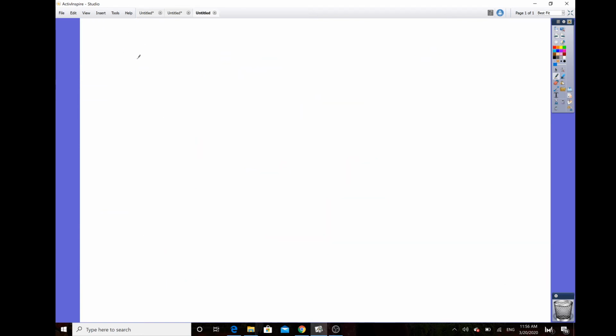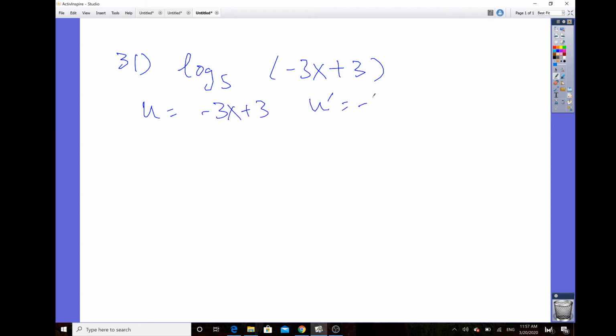Okay, so for number 31, what is the derivative of log base 5 of negative 3x plus 3? So first thing that you want to do, you can use u substitution, according to the solutions showing that u equals negative 3x plus 3, the inner function, and then u prime is negative 3. So substitute that in. So we do have log base 5 of u. And then from here, we take the derivative.